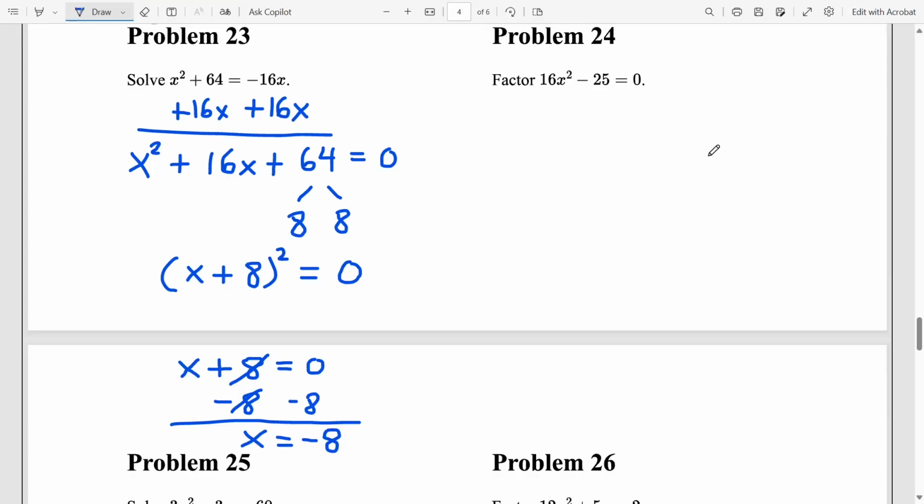Okay, let's keep going with problem 24. This says factor, but we're actually going to solve it. I meant to write solve because I have one side equal to 0. So let's solve it. And to solve, we will first need to factor. So we've got 16x squared minus 25. This is a difference of squares problem where we have a squared minus b squared. It takes the form a squared minus b squared, and it factors to a plus b times a minus b.